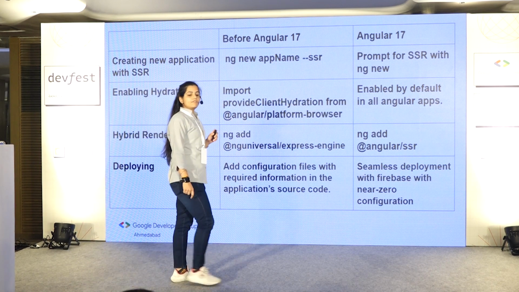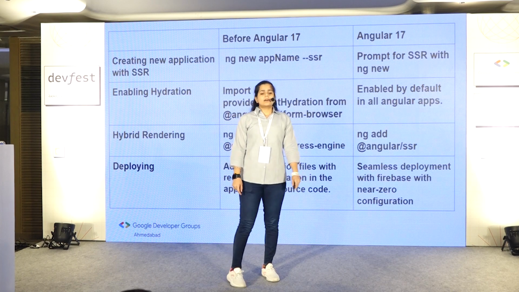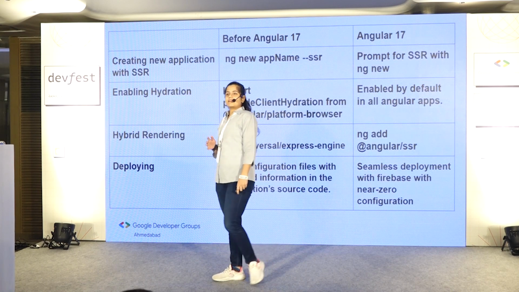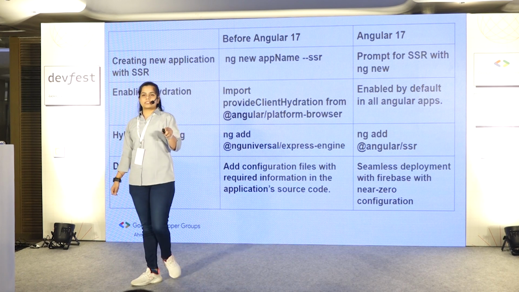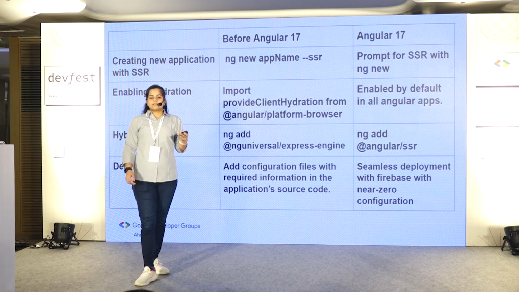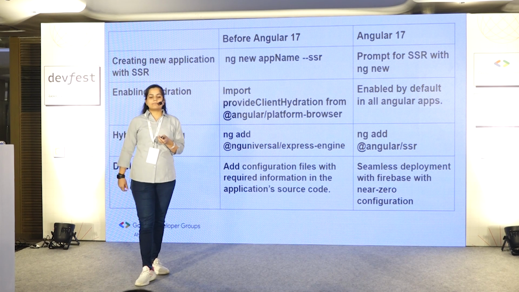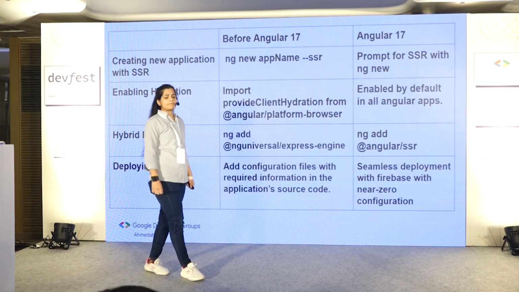Then the third one is hybrid rendering. Till Angular 16, hybrid rendering was carried out by an Angular repository called ng universal. But from Angular 17, this repository has been moved to the CLI, and we can have hybrid rendering with ng add @angular/ssr.